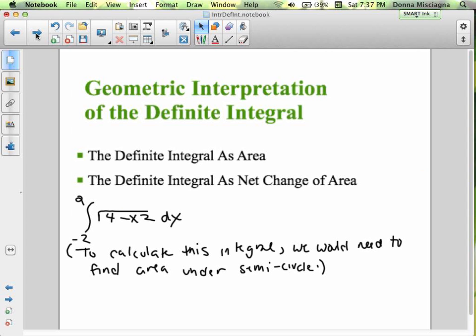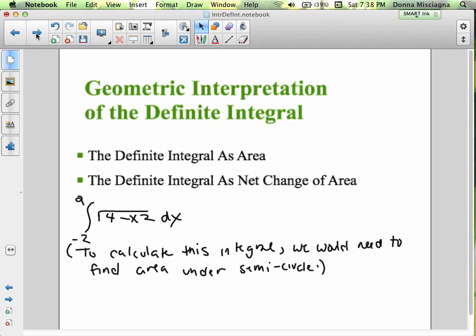The third way is the geometric interpretation of the definite integral, the definite integral as area. If it's all positive, then the definite integral is an area. If it's all negative, it's an area, but it's below the x-axis, making it negative. But if we have some negative and some positive, it ends up being a net change in area, because the positives and negatives will cancel each other out, and whatever's left over, the net change, is what we're left with for the definite integral.